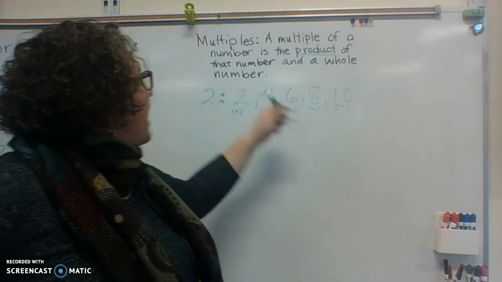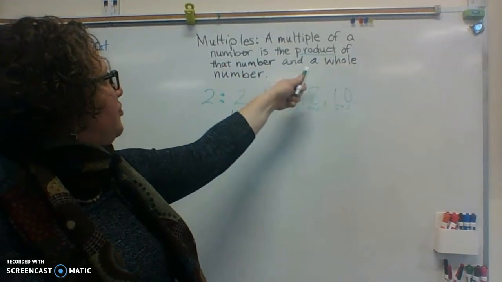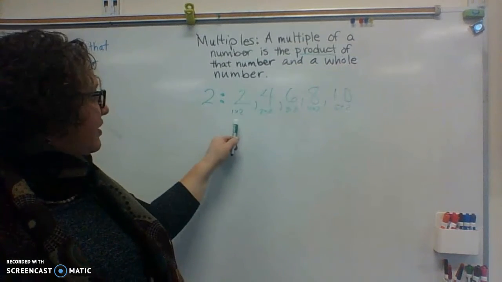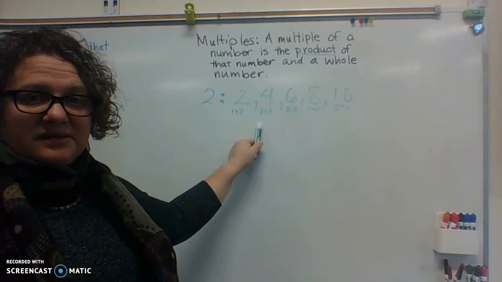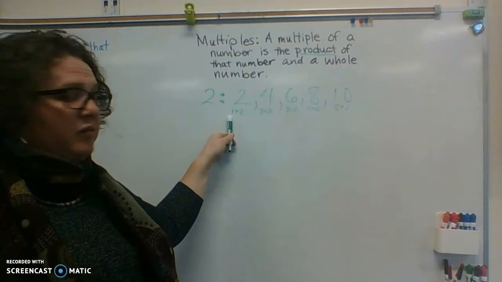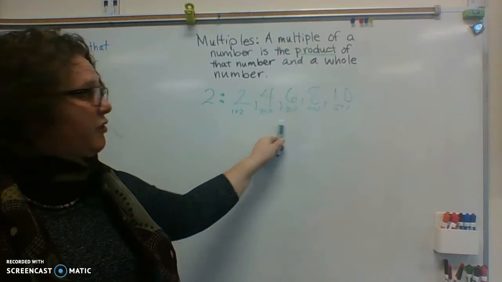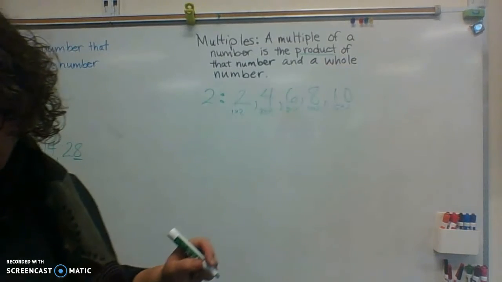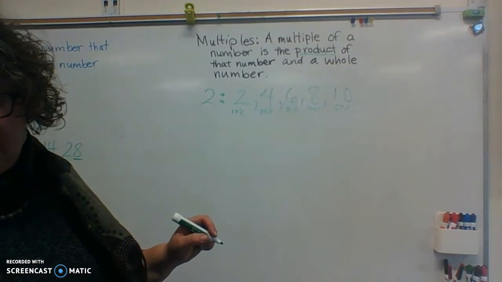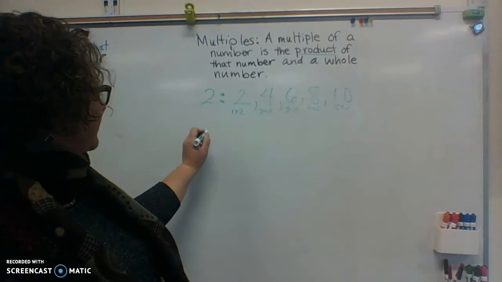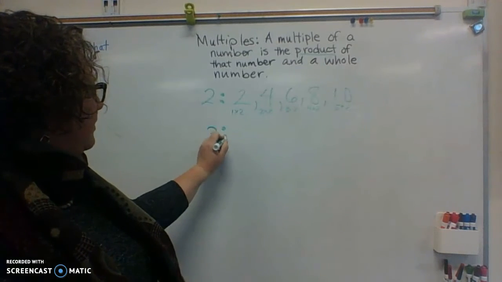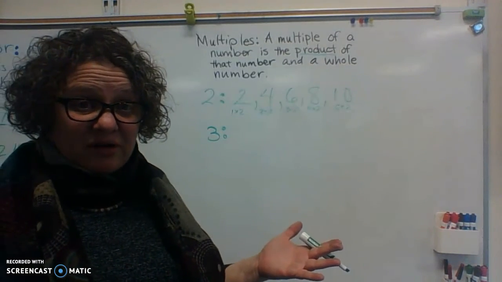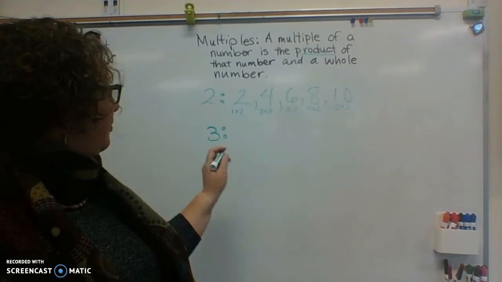And if you look at that definition, a multiple is the product of that number and a whole number. So if we're finding this number, we're going to just keep multiplying that with different whole numbers. So we multiply it times 1, then we multiply it times 2, then we multiply it times 3, times 4, and times 5. So if we do the first 5 multiples of the number 3, if you would like, you could pause your video and try them on your own. Or if you want to go through one more together, join me in this.